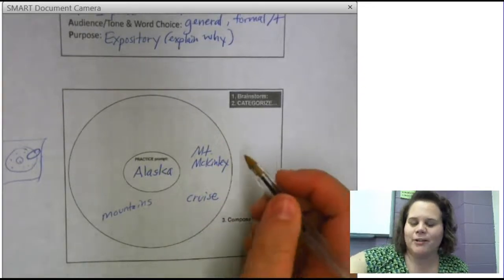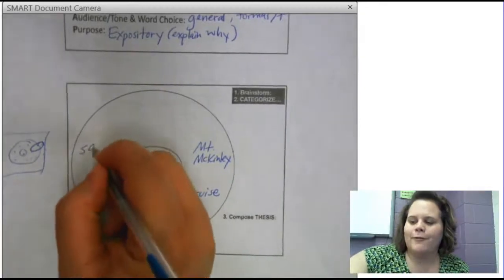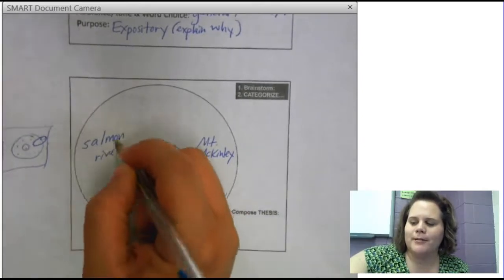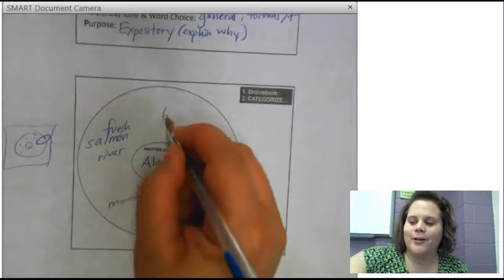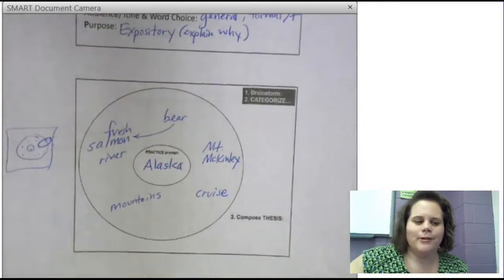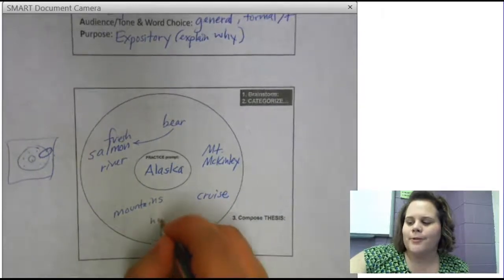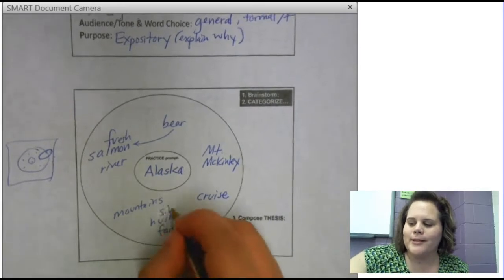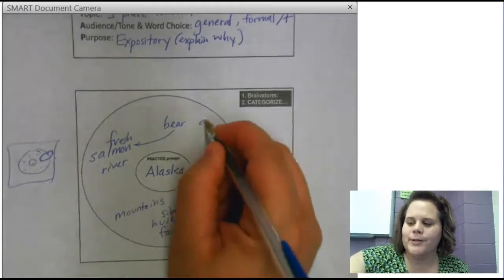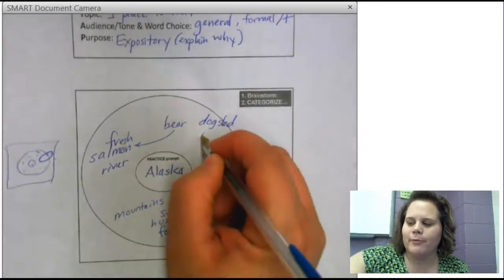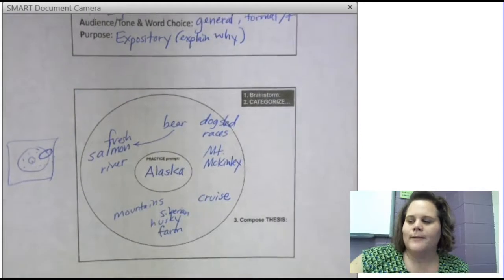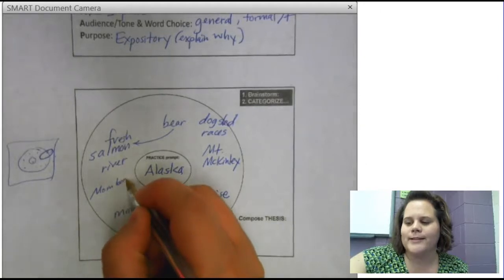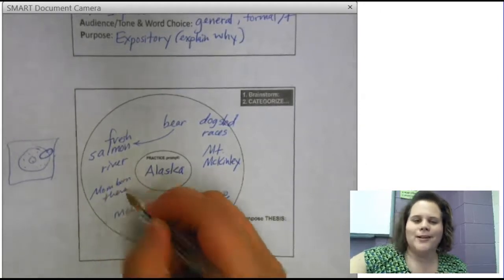Even if I'm not sure, I could write it, cross it out later. They had fresh salmon caught like in a river. They actually saw a bear catching salmon, which is kind of weird. They also went and saw a husky farm, like where people raise Siberian huskies to race. Which brings me to dog sled races. That would be kind of cool. Weird fun fact, my mom was actually born in Alaska, and I'd kind of like to see what it was like, even though that was a really long time ago.